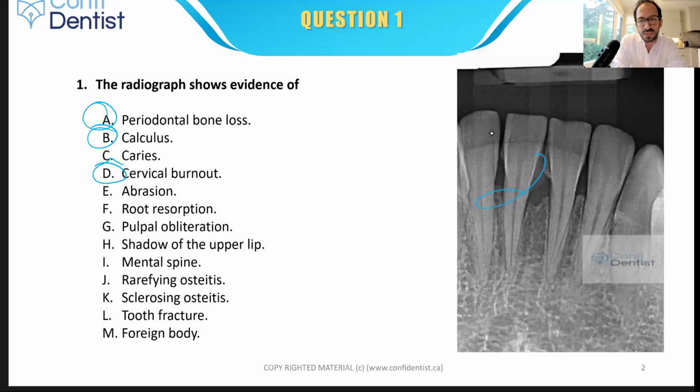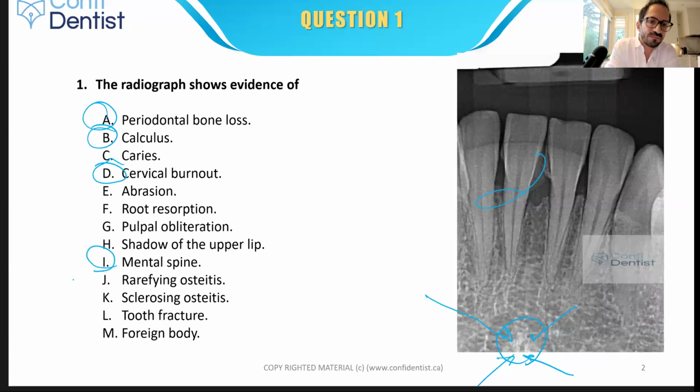So it's the shadow of the upper lip. It doesn't show on the lower incisors. And we have the mental spine. I noticed most of you didn't select it. I have the mental spine here partially. Okay, so you can see some evidence of the mental spine over there.